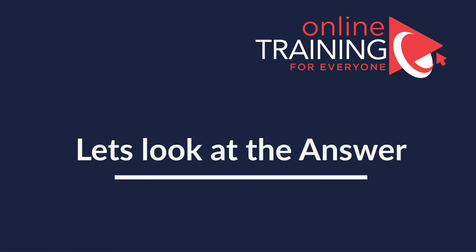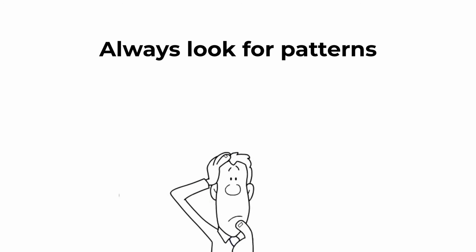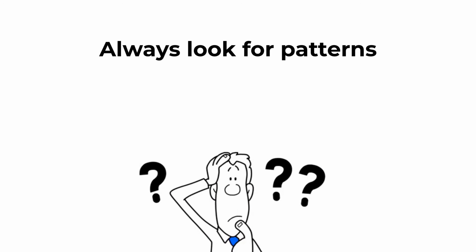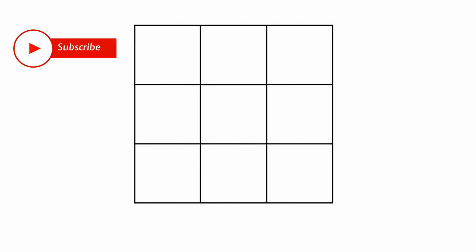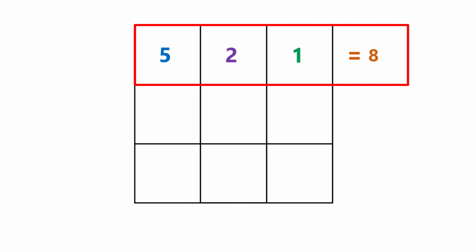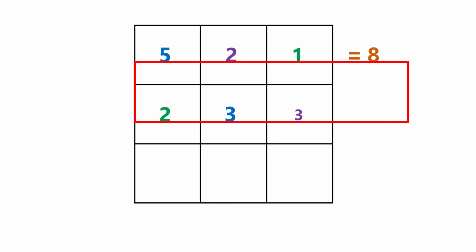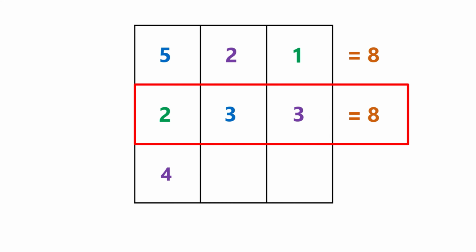As usual, my advice to you, always look for patterns. In this particular case, we need to look at the patterns inside the rows and then inside the columns. Let's look at the first 2 rows to see if we can get a pattern. The sum of 5 plus 2 plus 1 equals 8. The sum of 2 plus 3 plus 3 also equals 8. So there might be a pattern. Let's look if there is a pattern for the columns that have full sets of numbers.